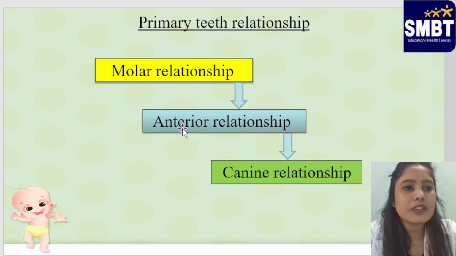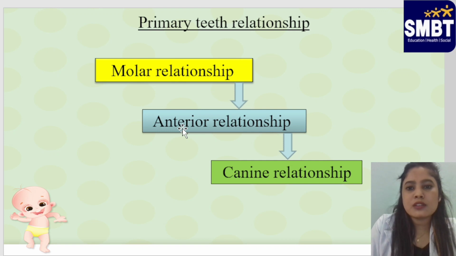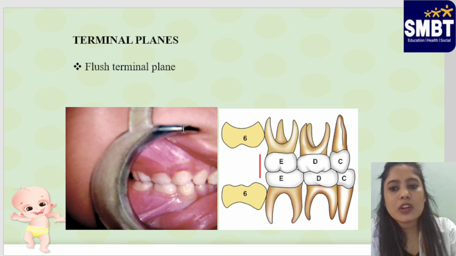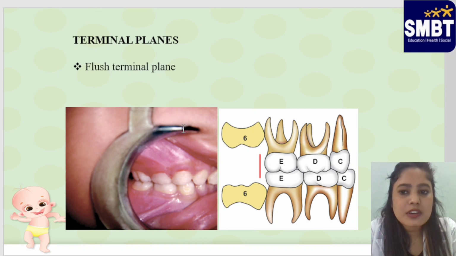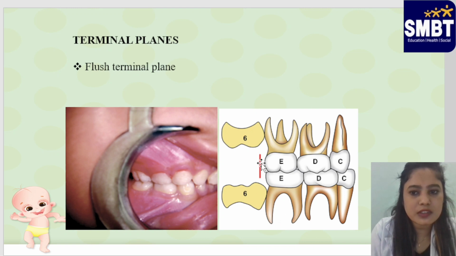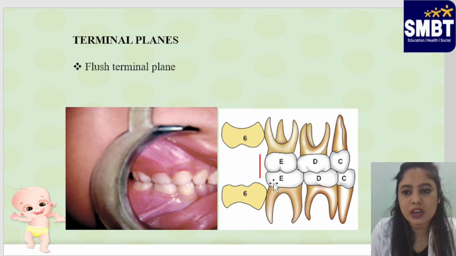Now, what are the teeth relationships? First, we'll see about molar relationship, anterior teeth relationship, and canine relationship. For molar relationship, they are known as terminal planes. What are terminal planes or the molar relationship? It is the relationship between the distal surfaces of the maxillary and mandibular second primary molars.